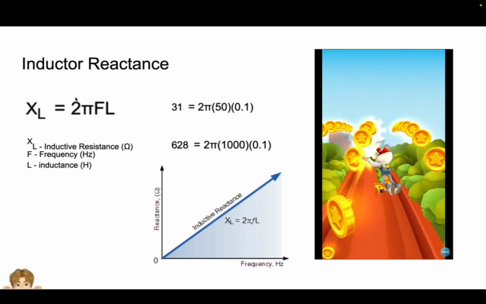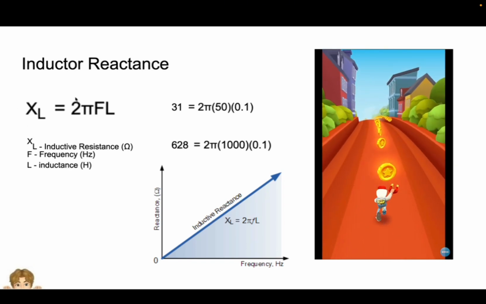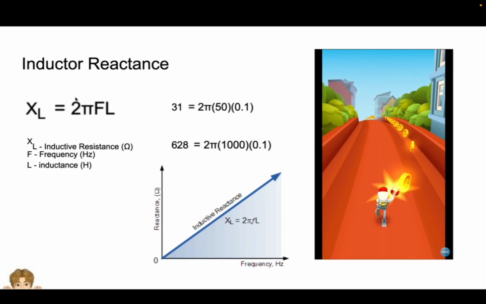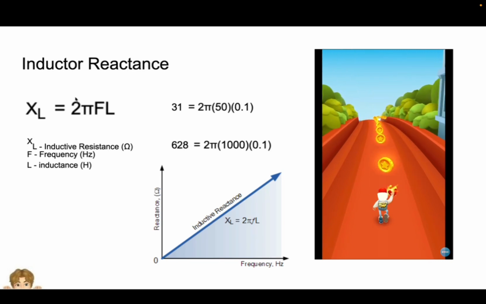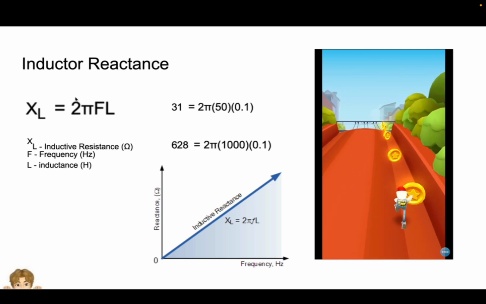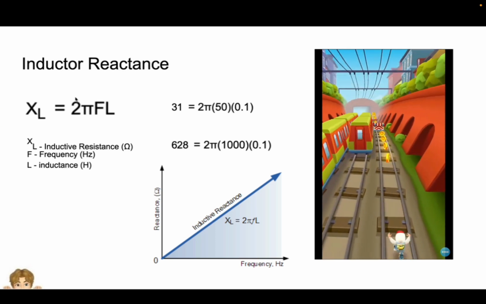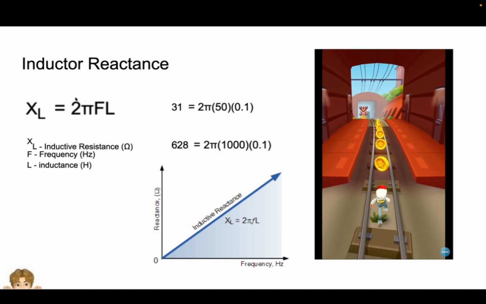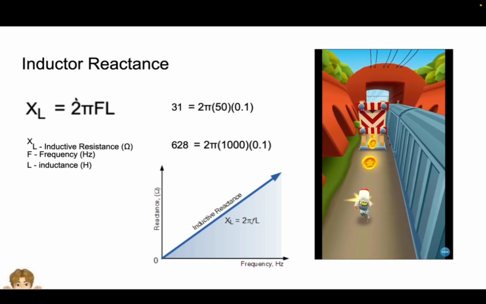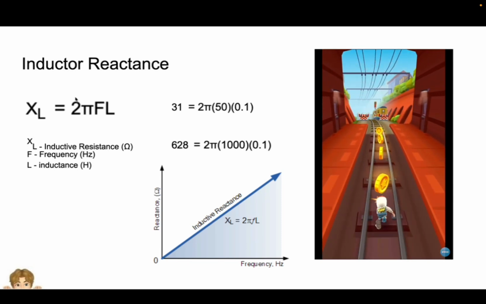The difference between inductor reactance and capacitive reactance is that inductor reactance increases as frequency increases. This can be seen in the following equations, where we use a 0.1 henry inductor at 50 Hz, which has a reactance of 31 ohms, and when the frequency is raised to 1000 Hz, the reactance shoots up to 628 ohms.